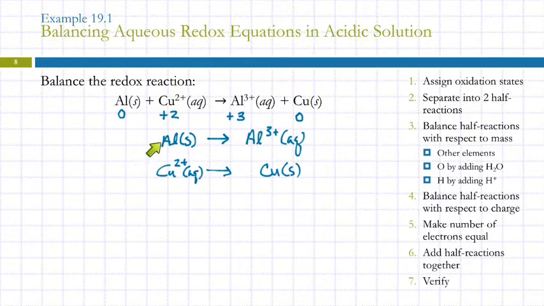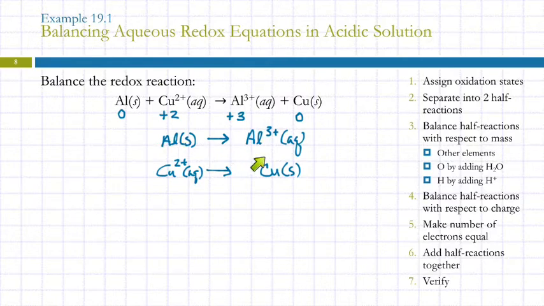Well, I've got one aluminum here and one aluminum there. So that's already balanced for mass. And the other one, I've got a copper ion, a copper atom. They're balanced for mass. But the charges aren't balanced, right? Because when we look at this overall reaction, on the left side I've got a total of a positive 2 charge. On the right side I've got a total of a positive 3 charge. An electron went missing. That's not possible. And so this reaction isn't actually balanced, even though it kind of looks balanced.